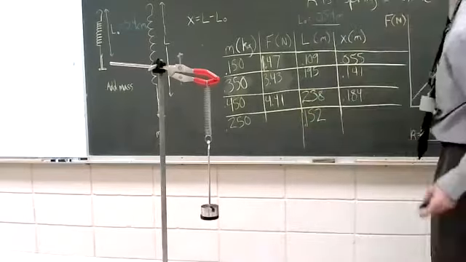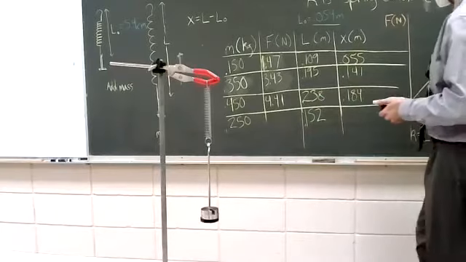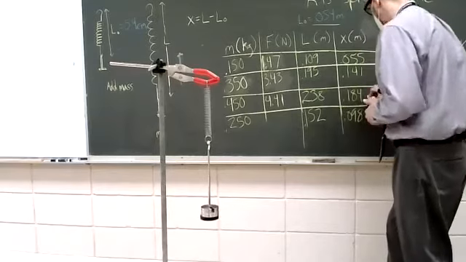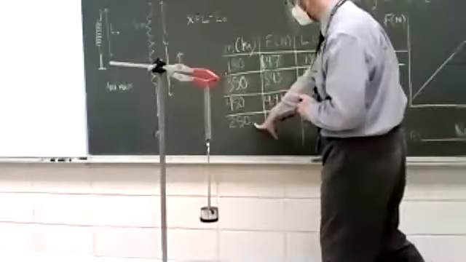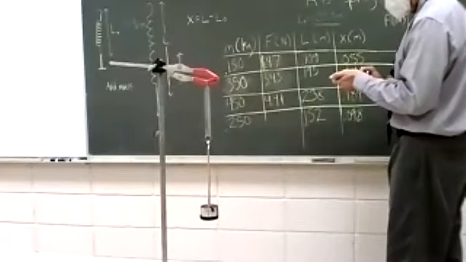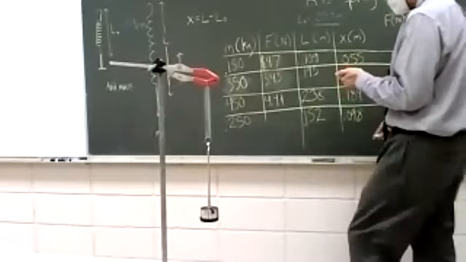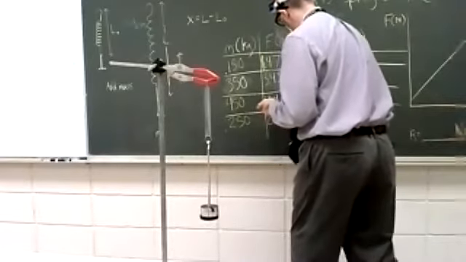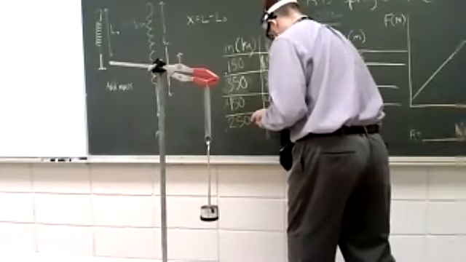0.098. Good. That's in between these two. Did anybody multiply 0.250 times 9.81? 2.45, right? Good.